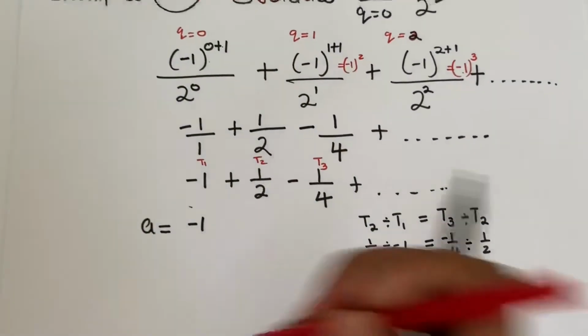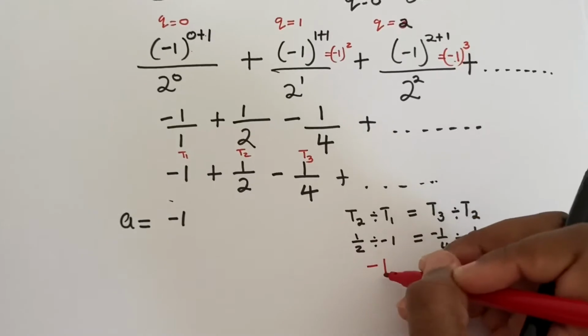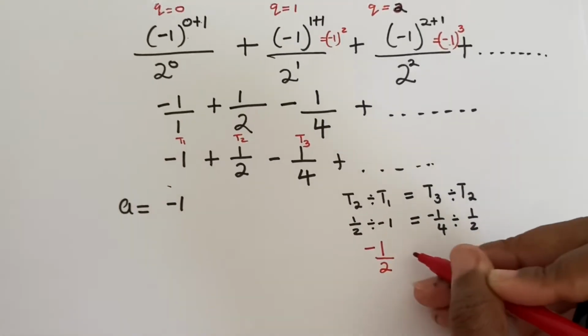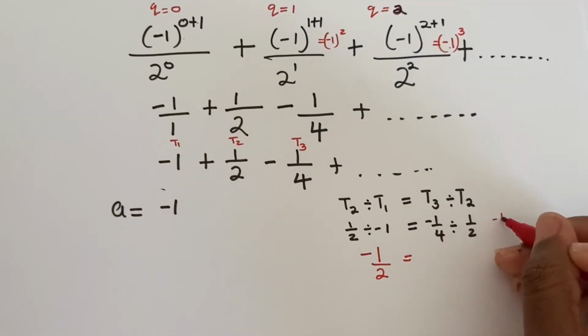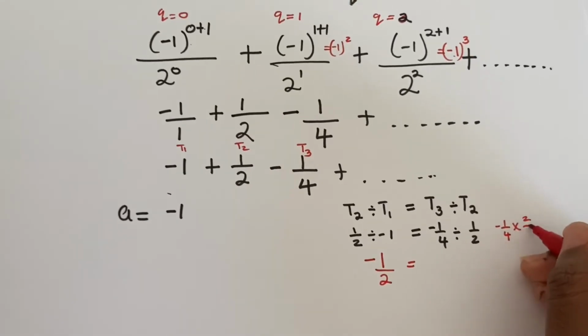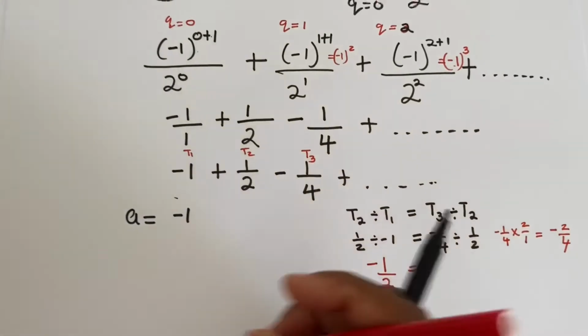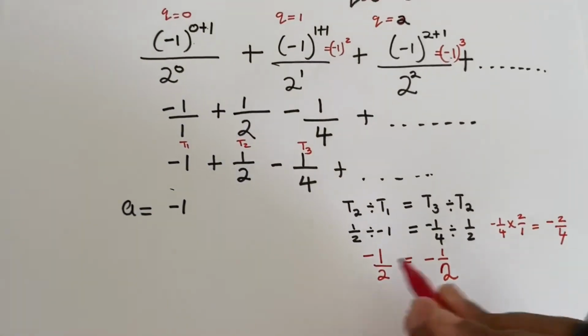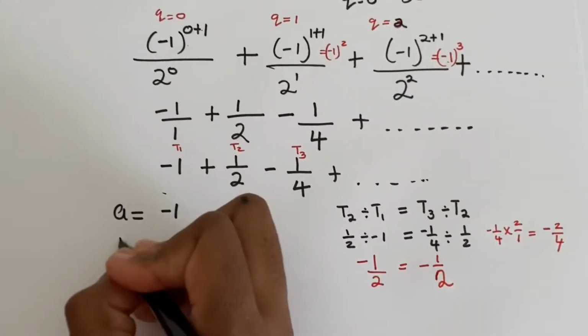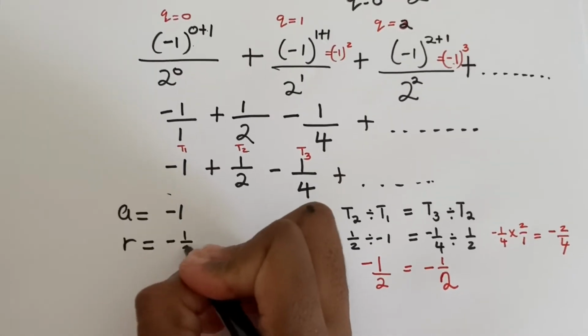What is that? 1 over 2 divided by negative 1 is just negative 1 over 2. Equal to, this is negative 1 over 4 times 2 over 1, which is just negative 2 over 4, which is negative 1 over 2. So basically, I can conclude that my common ratio is negative 1 over 2.